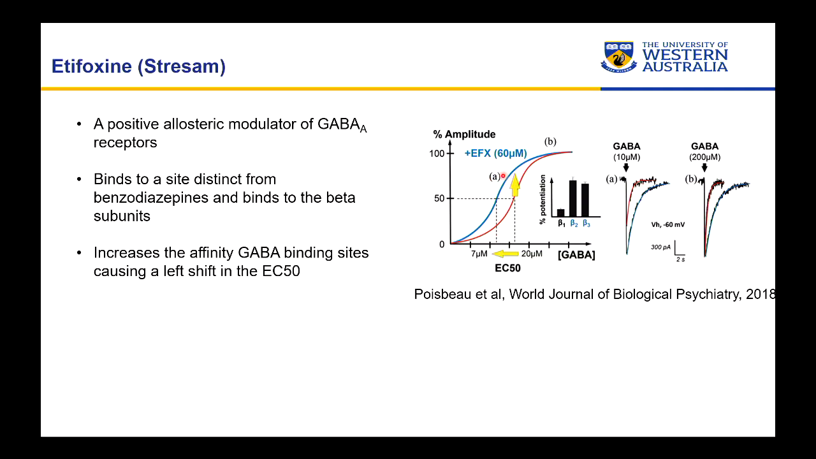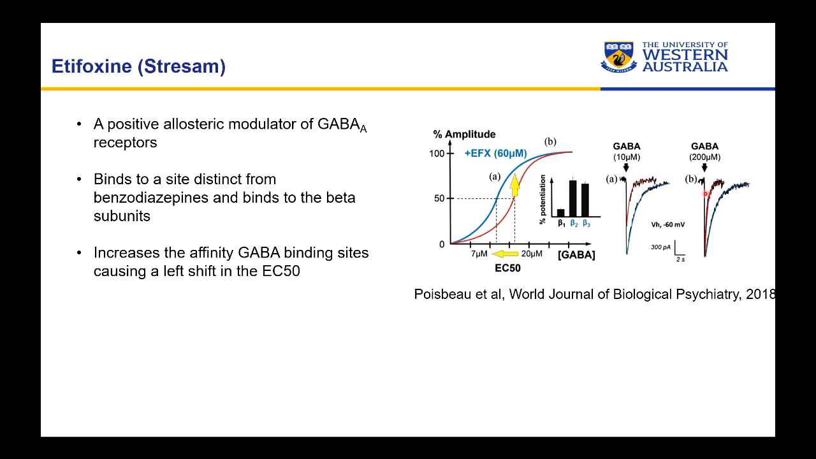But if you have etifoxine present on the receptor at the same time, as you can see here, with just 10 micromolar of that GABA, so a low concentration, you get a very high increase in that inhibition. So with that same amount of GABA being puffed, look, you get a very high or increased amplitude of that GABA response. So you're getting more inhibition, and it decays over a longer period of time. So again, more inhibition.